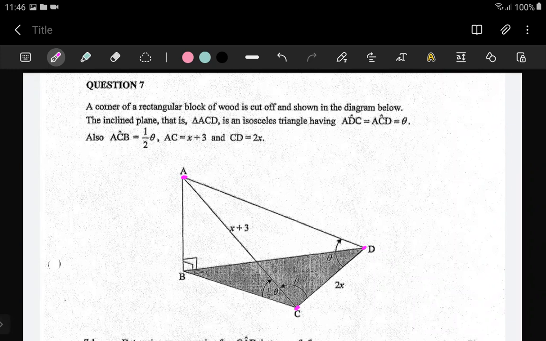And then which triangle is the half theta in? And then which triangle is the theta in? These 2 thetas. Or this one rather. This one. Yeah. And then this one.